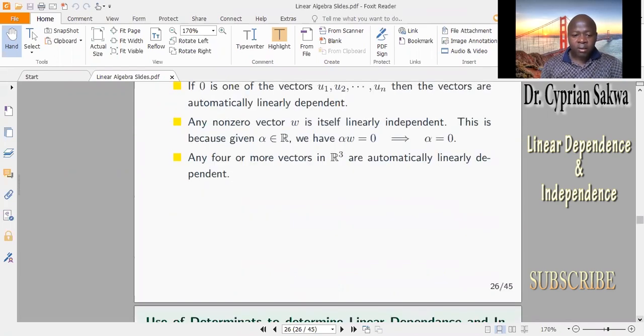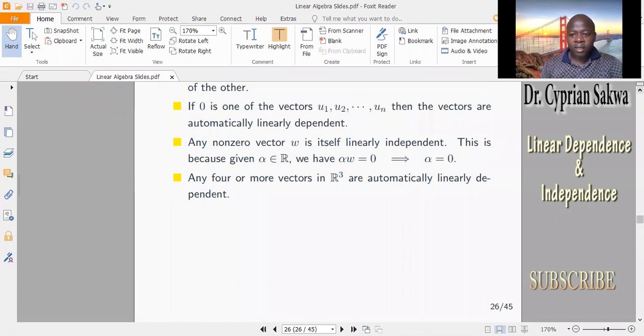So next time I'll look at how we can also show linear dependence and linear independence of vectors using the determinant.